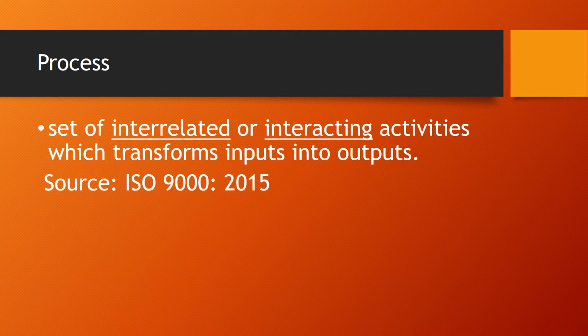Let's first understand the meaning of a process as indicated in the ISO 9001:2015 International Standard. It indicates that a process means a set of interrelated or interacting activities which transforms inputs into outputs. What do you mean by interrelated? That means connected activities. Interacting means having an effect on each other. So the activities which have an effect on each other, or connected activities that transform inputs into outputs, are defined as a process.